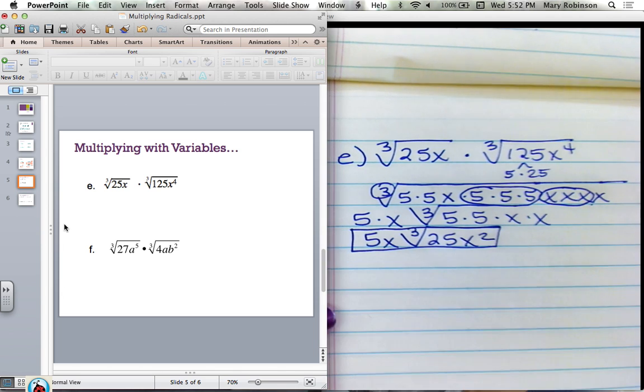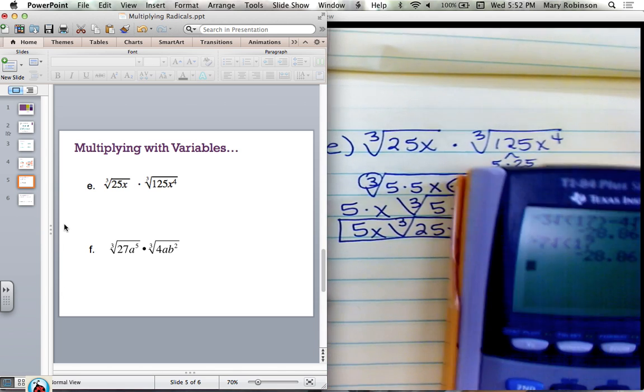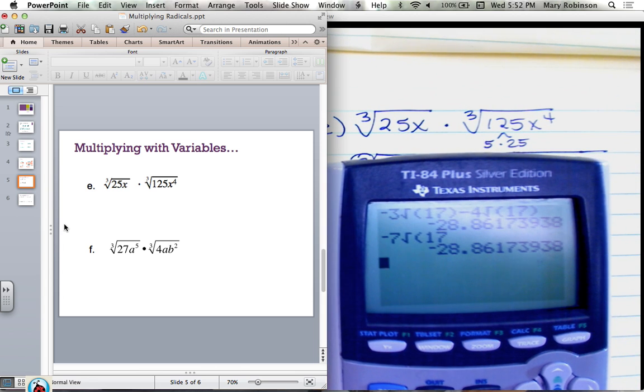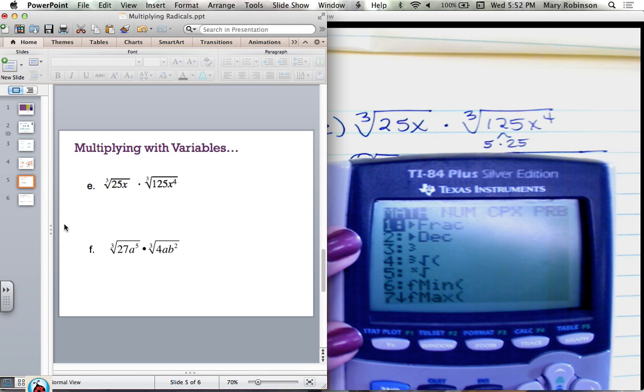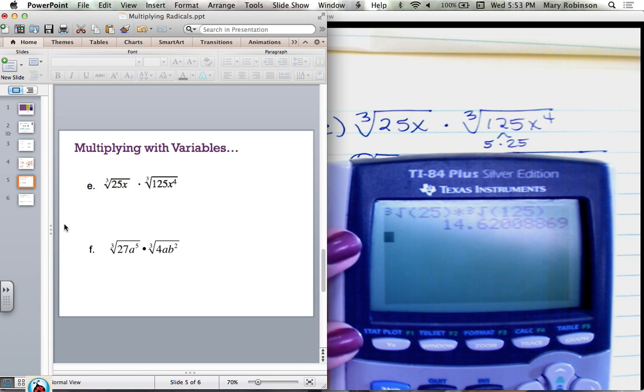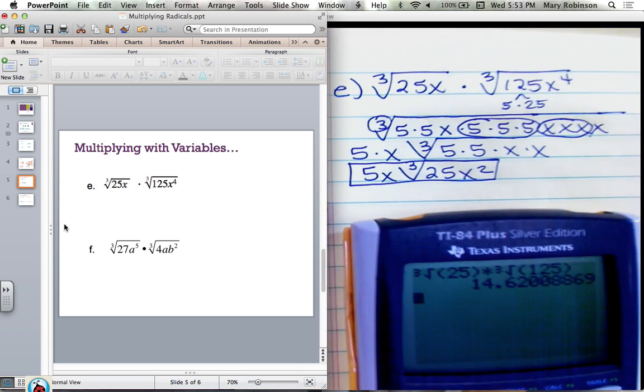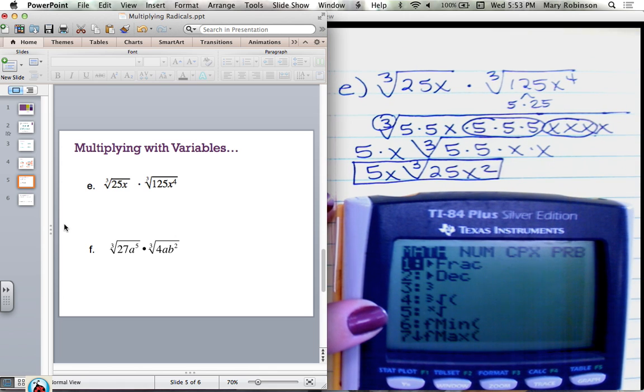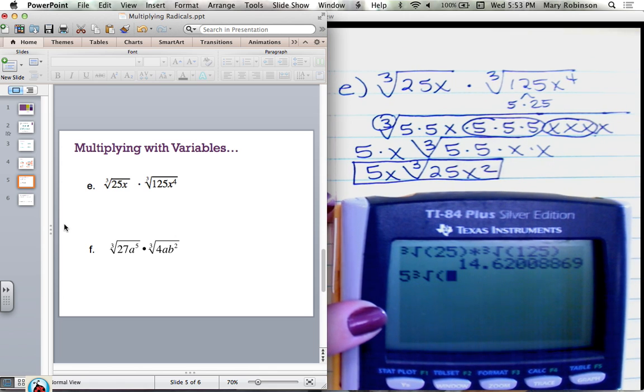Remember, you can put this in your calculator to check. So if I want to check this, I'm going to type in the cube root, and remember you go to math and then option 4, so the cube root of 25 times the cube root of 125. Remember, we can't put our variables in there. And then I'm going to go down here and put my answer in. So I'm going to type in 5 math 4 25. And because my decimal values come out to be the same, I know my answer here is correct, although I have to check over them with my x's.